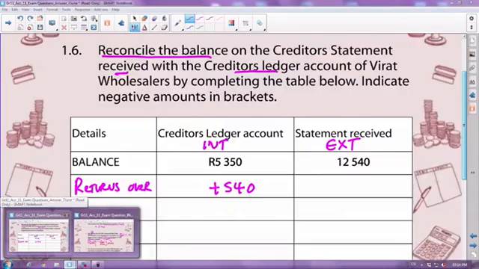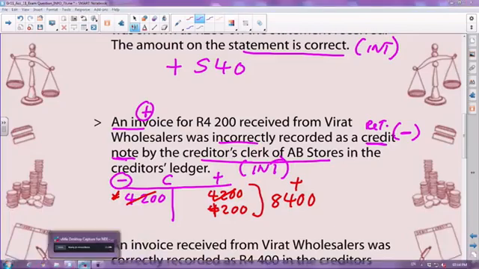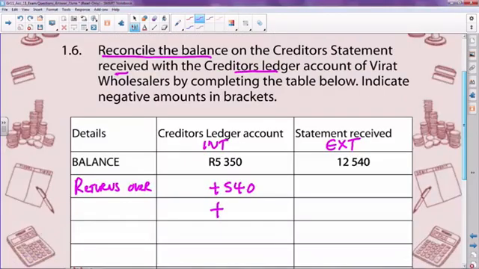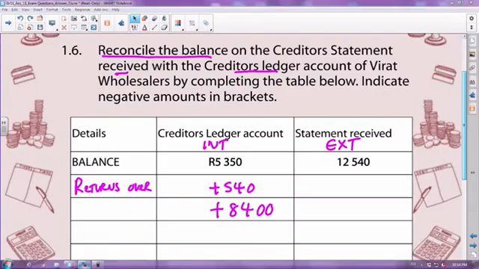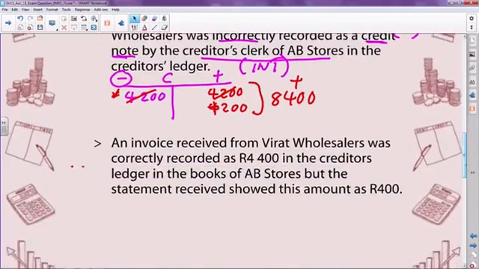So once again, we made the error. So we're now adding, okay, let's just go back there. Okay, so we are now adding 8,400, okay, because of the invoice. Okay, right, let's go back to our information sheet and let's look at our next error. Okay, the next error, guys.